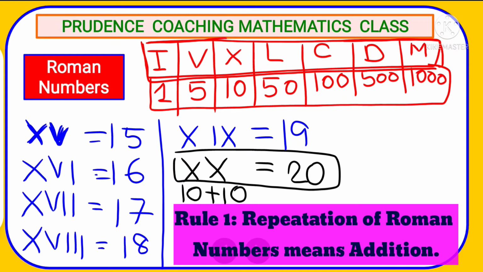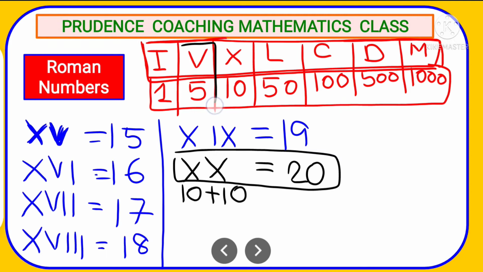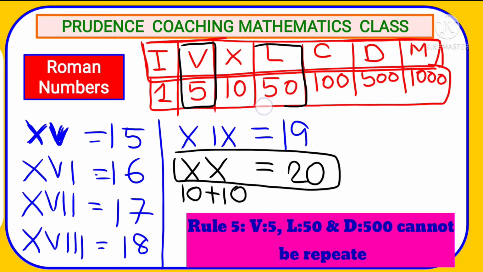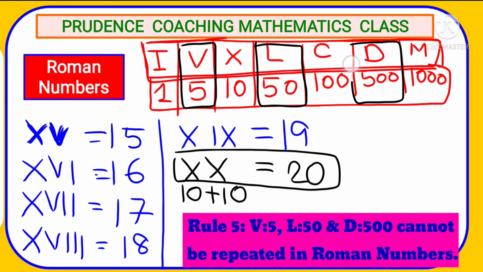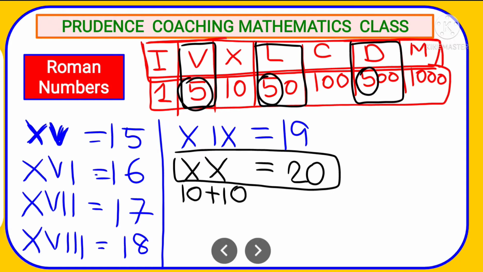You must remember that in Roman numbers you cannot repeat this V, this L that is 50, this D that is 500. You cannot repeat this. How are you going to remember? Here we have 5. Here in 50 we have 5. In this 500 we have 5. So you cannot repeat V, L, D, that is 5, 50 and 500 in Roman numbers. Else you can repeat I, X, C, M, that is 1, 10, 100 and 1000 respectively, 3 times. Okay, the maximum number of repetitions will be 3 times. So we have learned how to write 20. Let us see the next one.